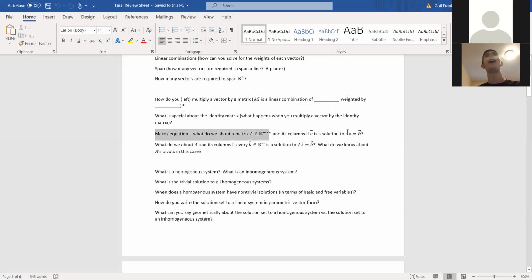Matrix equation, Ax equals b. If b is a solution to Ax equals b, then there's a lot of different things you could say. Let me see, what was the special thing I was trying to say? Okay. So if x is a solution to Ax equals b, then b is in the span of the columns of A, right? You have the solution where you can add up the columns of A to get b.